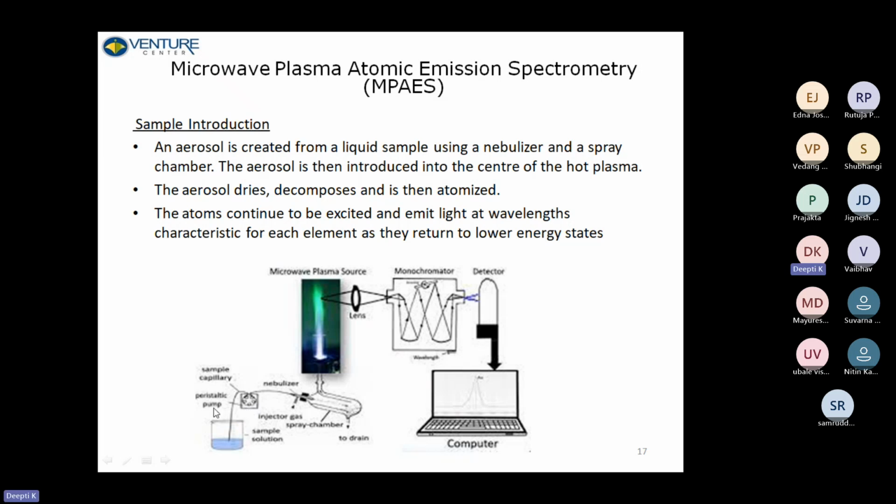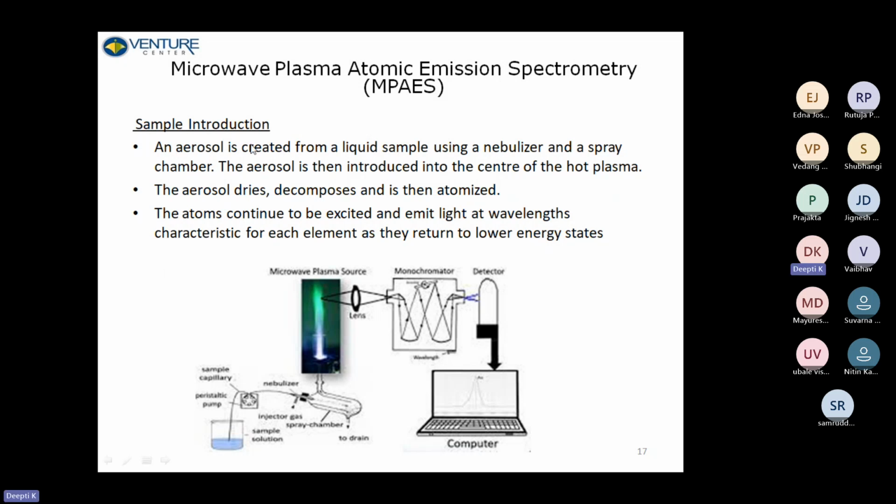Even before we start the system, there are certain sample preparation steps that need to be carried out. If the sample is in solid form, it needs to be microwave digested. The digested sample needs to be converted into a solution, and only solutions can be introduced into ICP-OES or MPAES equipment. Once the sample has been digested and converted into a solution, it is poured into suitable vials, and these vials are then loaded onto an autosampler.